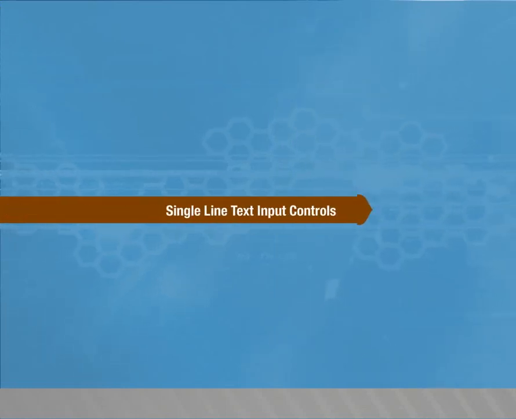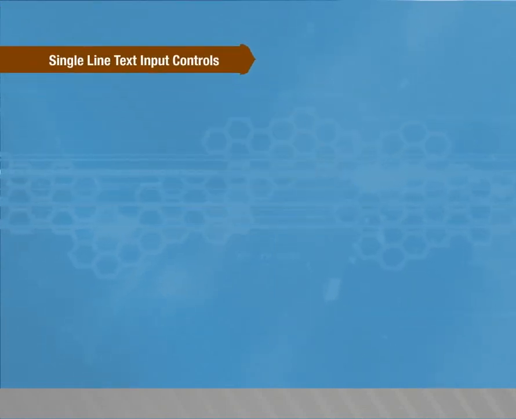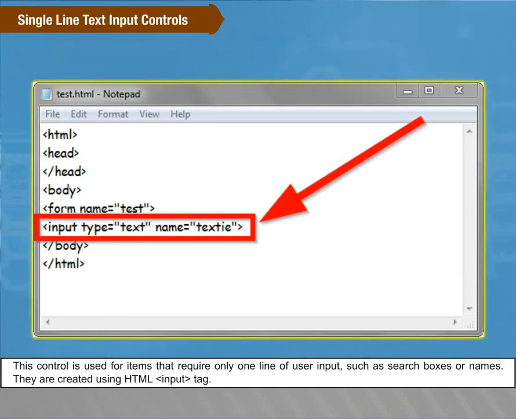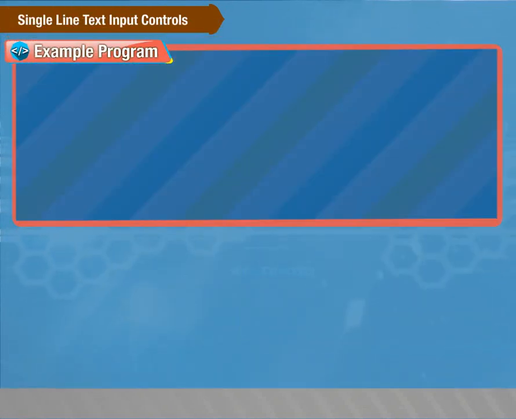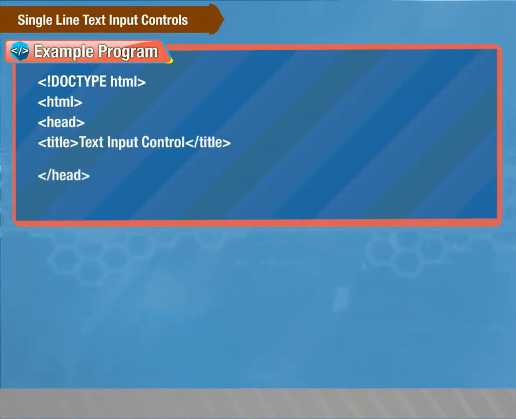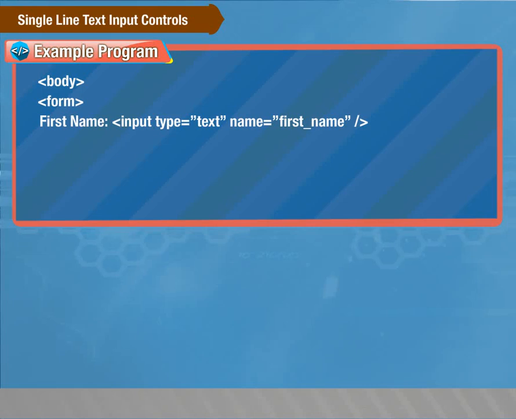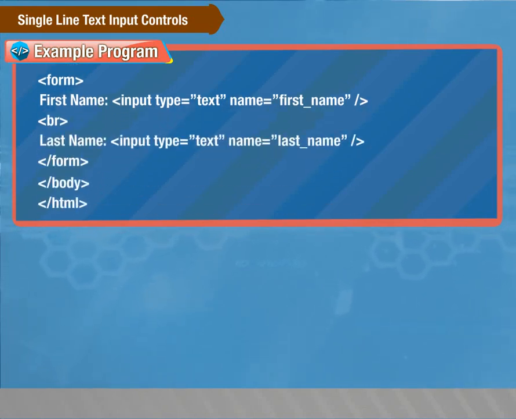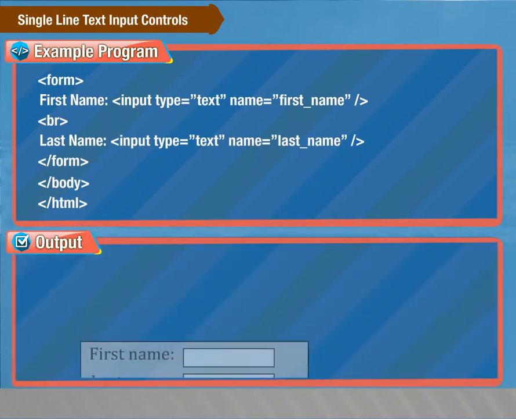Single line text input controls. This control is used for items that require only one line of user input, such as search boxes or names. They are created using the HTML input tag. Now we can see the example program of single line text input controls. The output of this program is shown on screen.